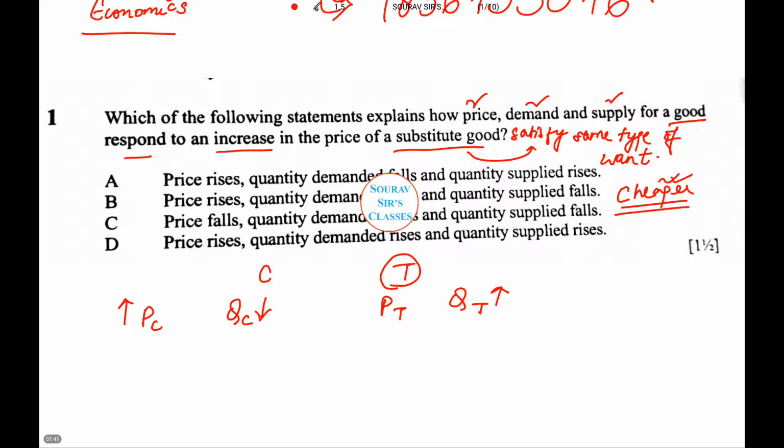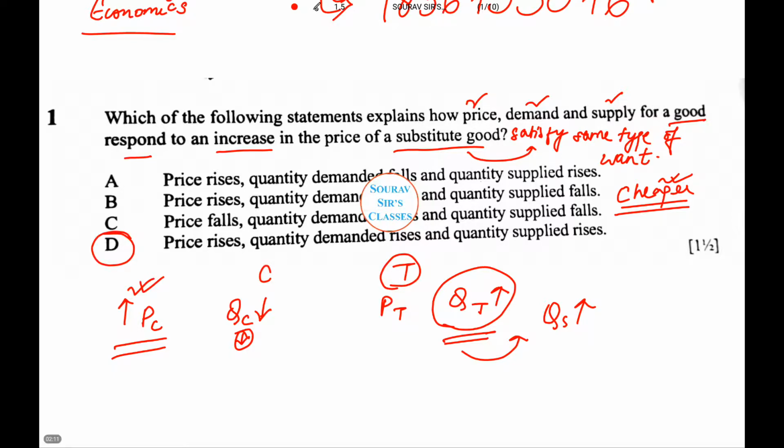So here we see that when the price of one good increases, then the quantity demanded for that particular good, following the law of demand, falls. And the quantity demanded for the substitute good rises, and because quantity demanded is rising, it will create a pressure and quantity supplied will also rise for tea. So the correct answer will be D, that is price is rising, which is this part, quantity demanded rising, which is this part, and quantity supplied rises, which is this part.